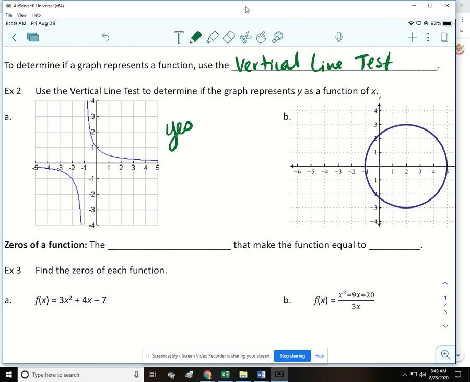And then when we look at B, obviously this fails the vertical line test. If I drew a vertical line, it definitely crosses at 2 places. So this one would be no, this is not a function.